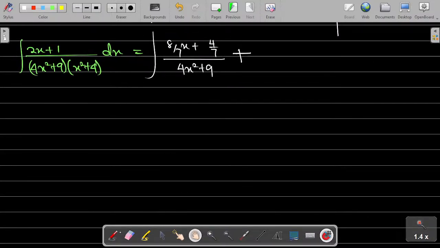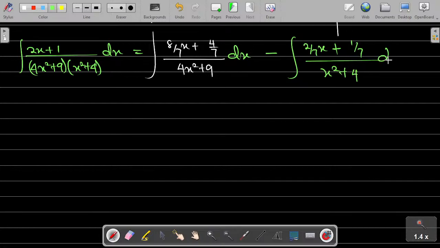Okay, so here now we are going to have minus here, and then up here will now be 2. You can actually split it into two integrals. So this one should be dx, then minus, then that one will now be 2 over 7x, then plus 1 over 7 all over x squared plus 4, then dx as well. So these are the integrals that we have to deal with now.